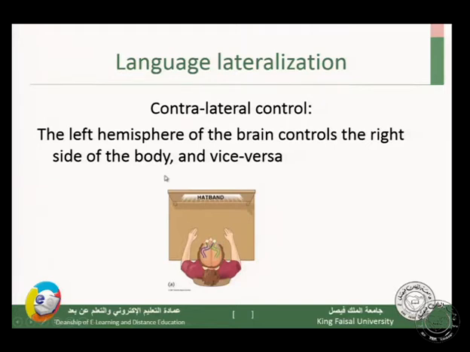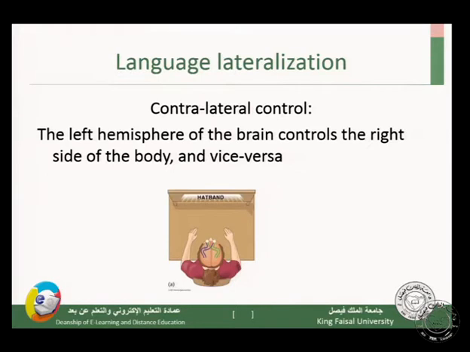So the left hemisphere of the brain controls the right side of the body. So if you want to move your right hand, the side which controls the movement is the left side. If you want to move the left hand, the side which controls the left hand's movement is the right side.